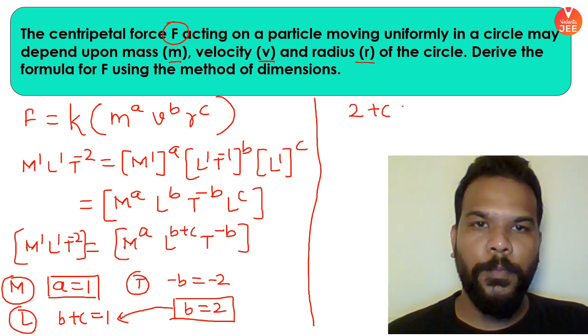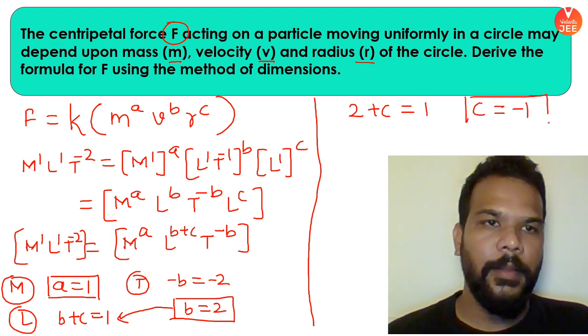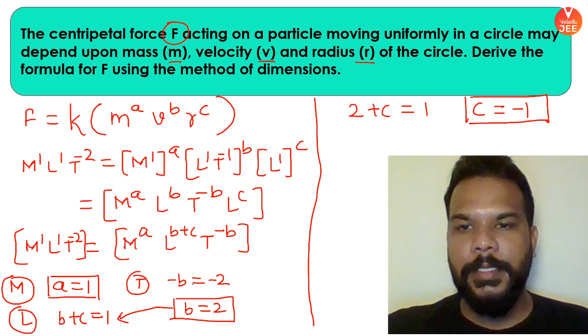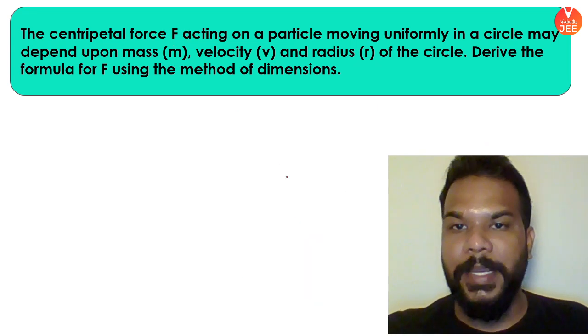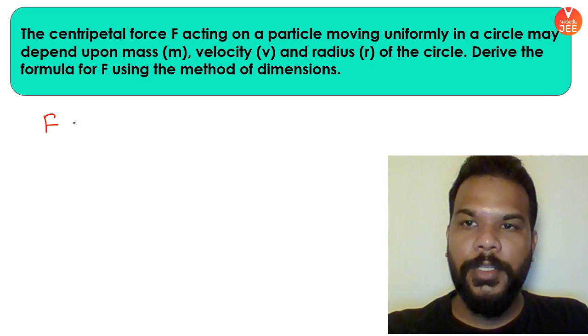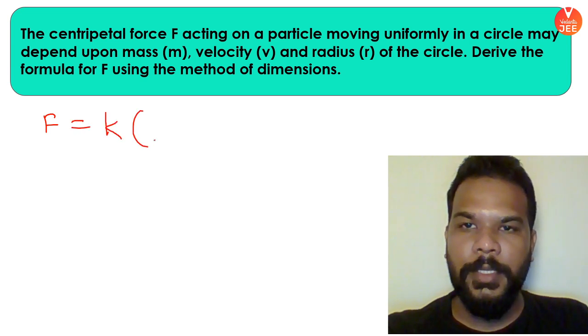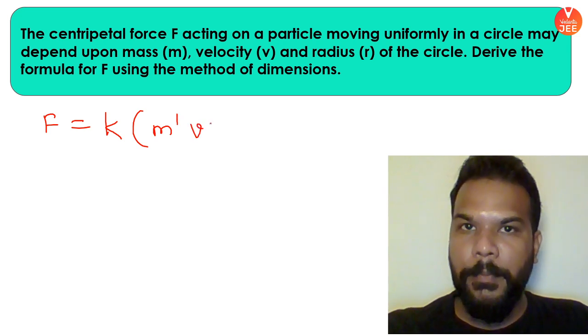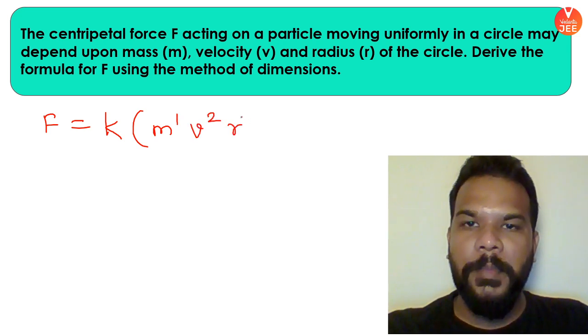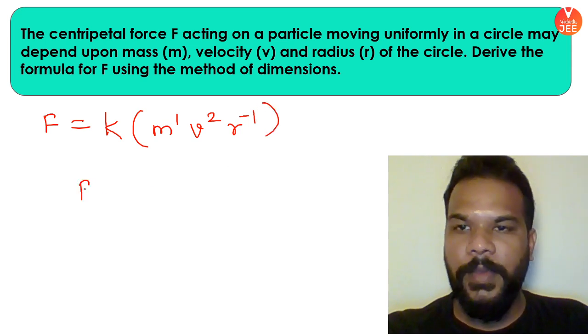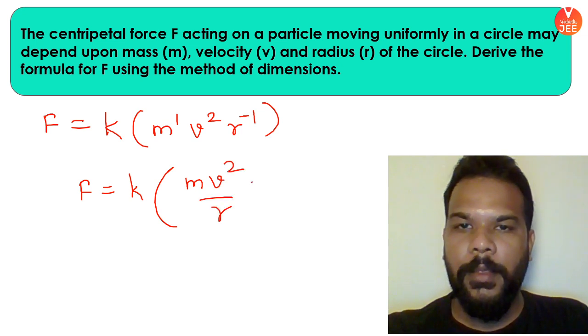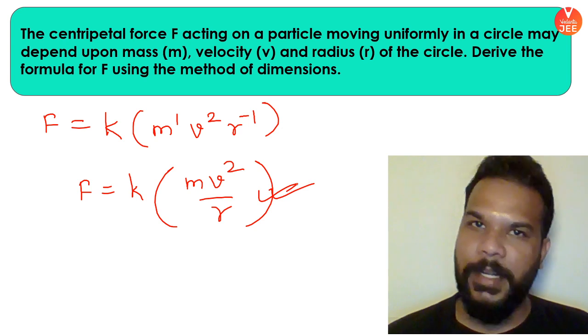So this is 2 plus C, which is equal to 1. That gives me C equal to minus 1. Okay, that means A is 1, B is 2, C is minus 1. So force is equal to K times M to the power A, which is 1, V to the power B, which is 2, and R to the power C, which is minus 1. If I rearrange this, the formula looks like M V square by R. This is basically the final expression of the centripetal force.